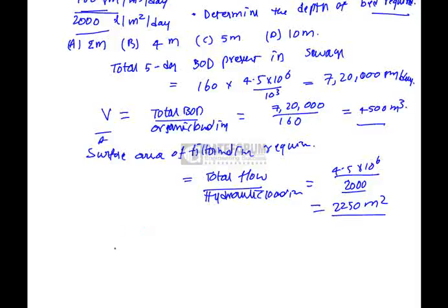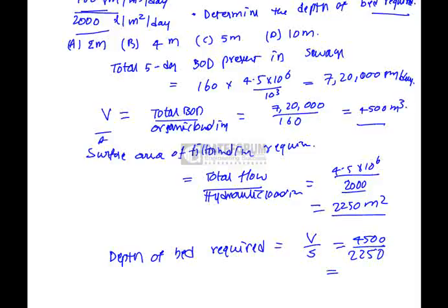So the depth of bed required is equal to volume divided by surface area, which is 4500 divided by 2250, that is equal to 2 meters. So a 2 meter depth of bed is required. So option A is correct.